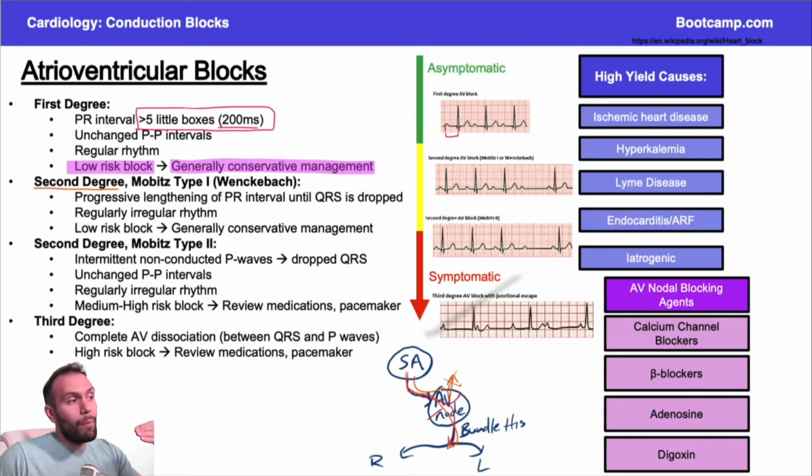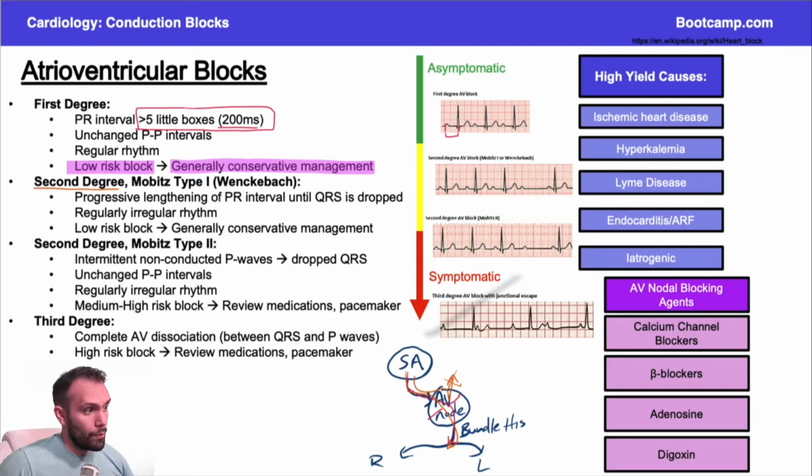Sometimes the Mobitz type 1 is called the Wenckebach, okay? So sometimes you'll just see this term used. Usually on a board exam, they'll probably say Mobitz type 1 or second degree Mobitz type 1. So what's the difference between these 2 blocks? And then, why do we differentiate them?